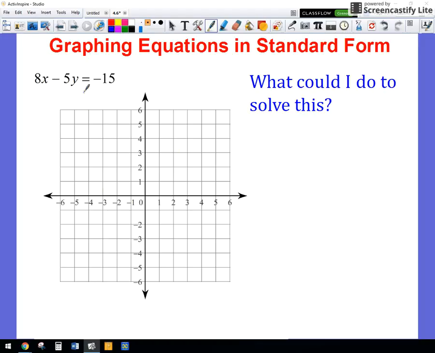But I think what I'm going to do here is I'm just going to solve for y. So I'm going to subtract 8x from both sides. Sorry, this is hard for me to write. I'm using my mouse to do this.